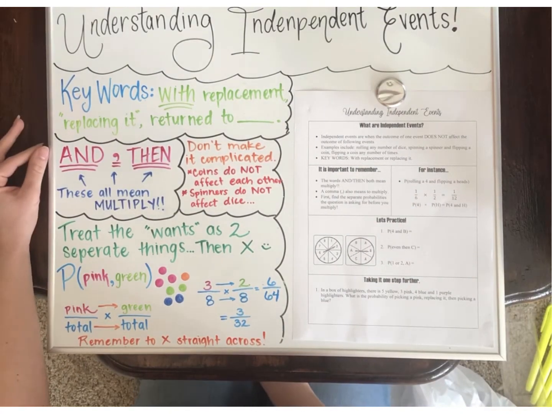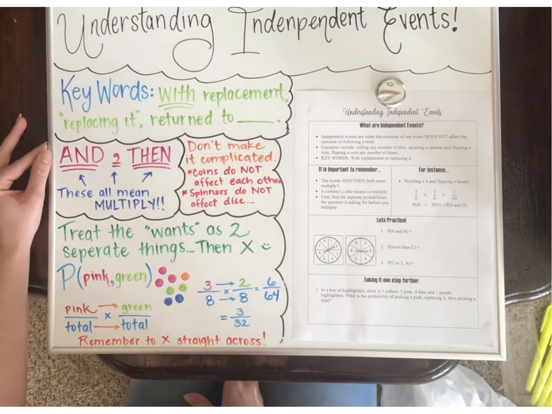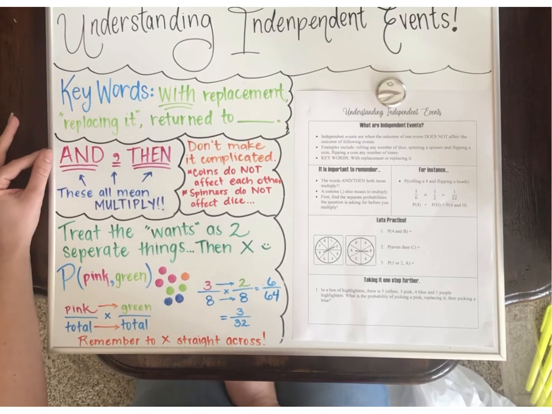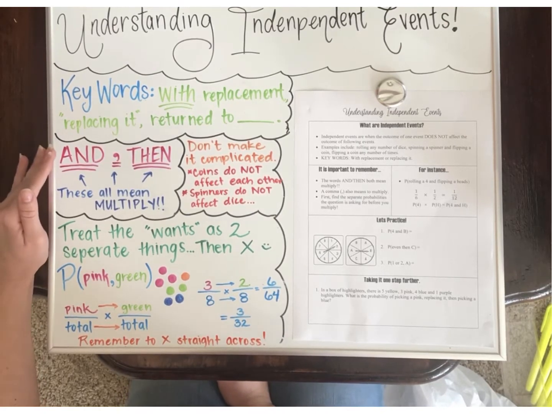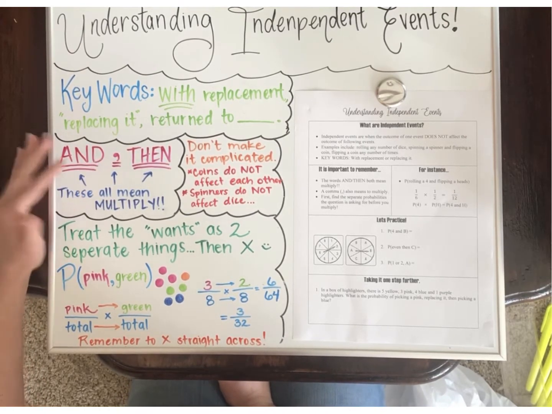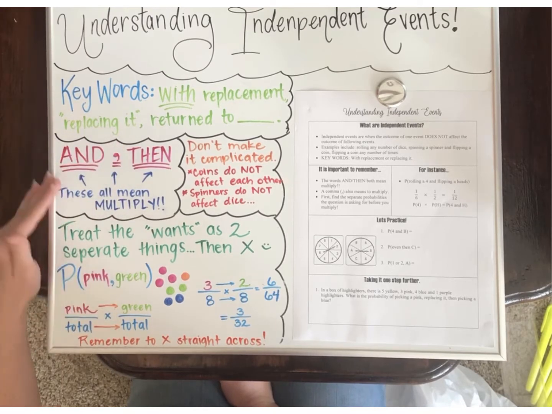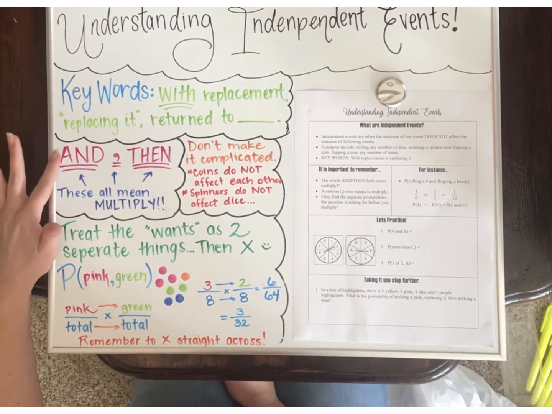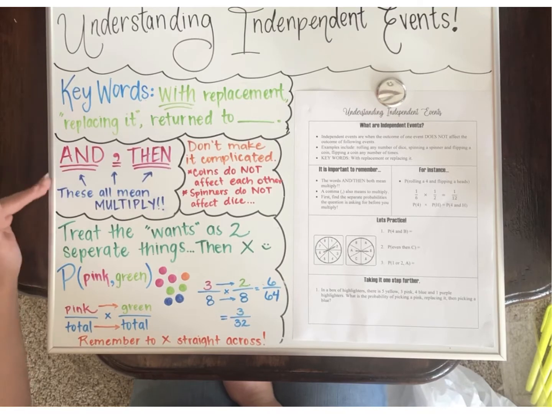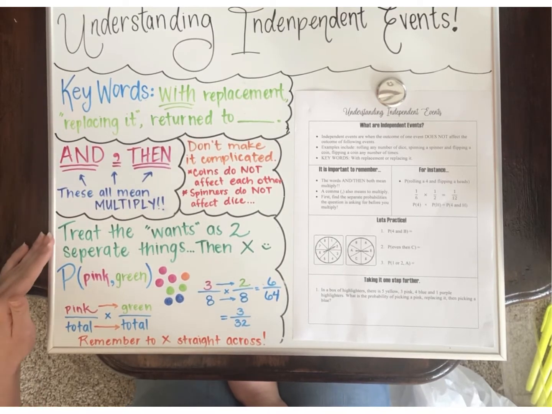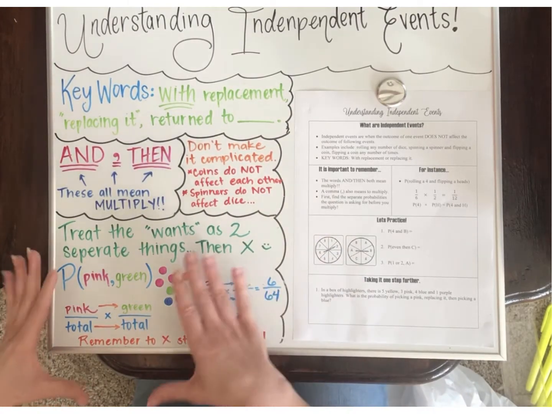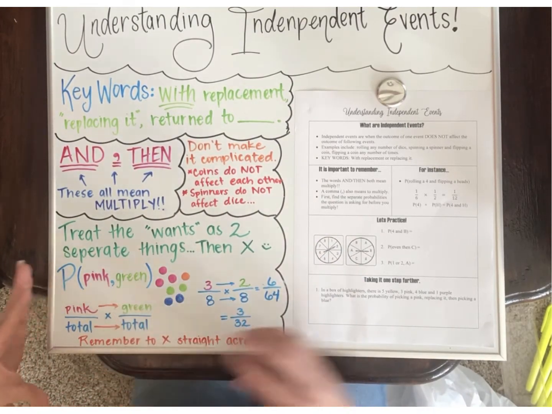Also, yesterday we talked about how "or" meant add in probability. And today we need to remember that "and," a comma, or "then," they all mean multiply. Okay? And I know that's a little backwards, but that is what it means for probability, and we have to remember that.